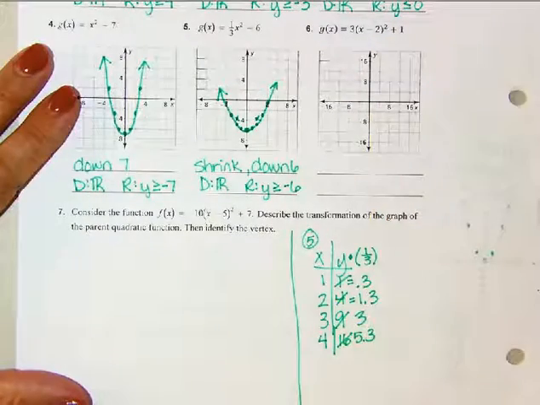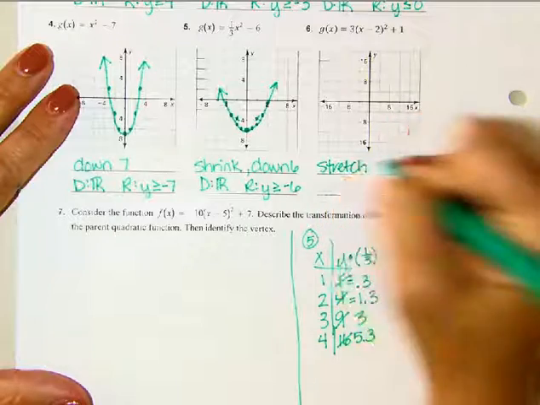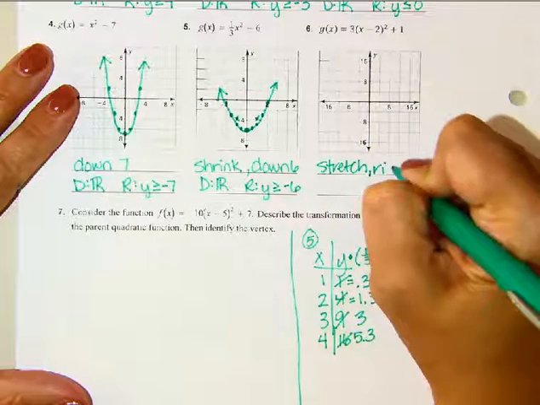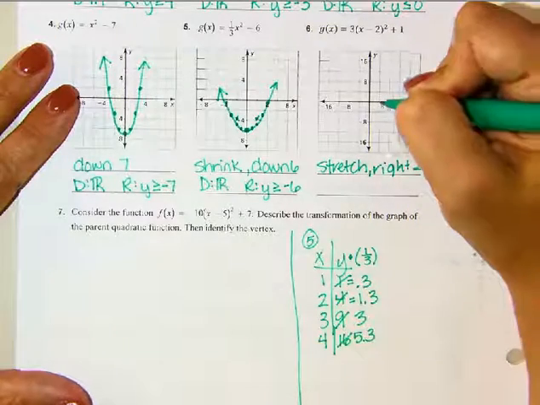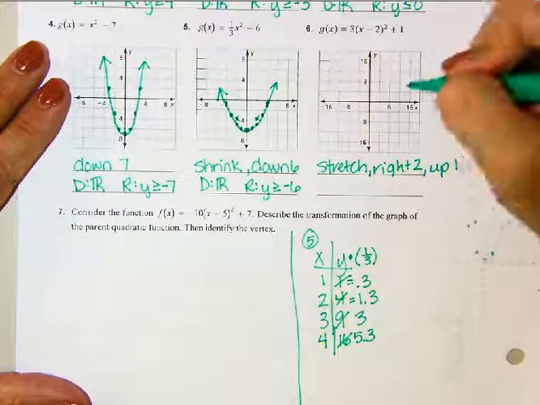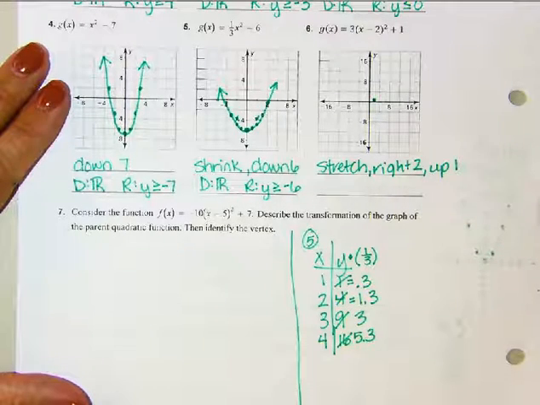Okay, so for this one, I now have a vertical stretch. It's going right 2, and up 1. So I go ahead and do the right. Now this one's counting by 4s. So right 2, up 1 is like right there. That's my vertex or my starting point.